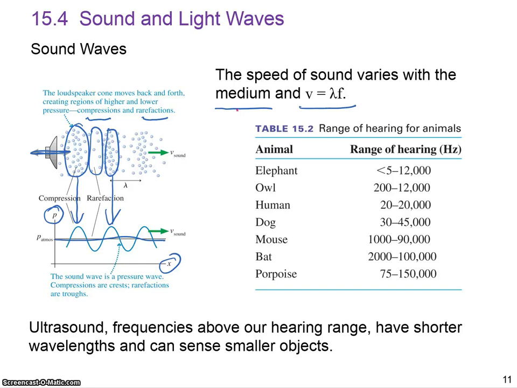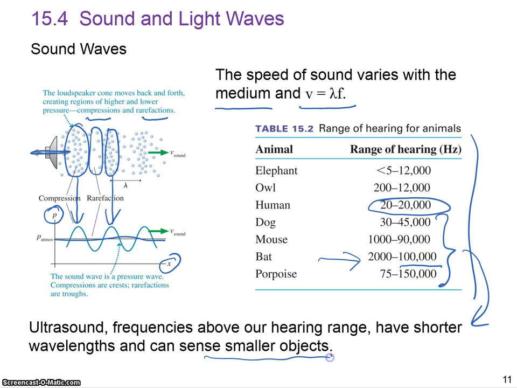And here are some hearing ranges for a variety of living things. Notice that the human, we're in this category. And then all of these we call ultrasound. Its frequencies are above our hearing range, so they have shorter wavelengths and they can sense smaller objects. So for instance, you look at a bat with this frequency being so high, they can sense smaller objects, and so they can sense bugs in the air to catch.